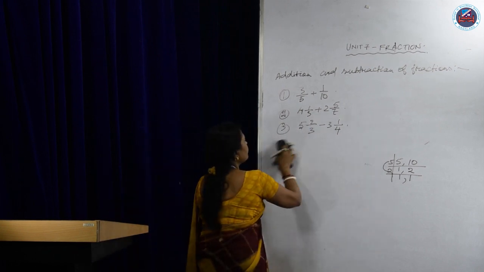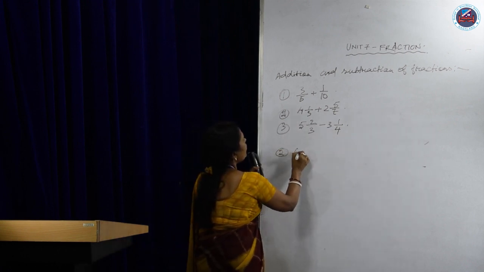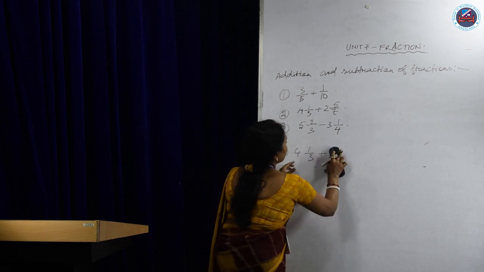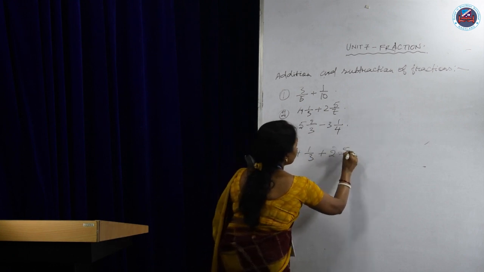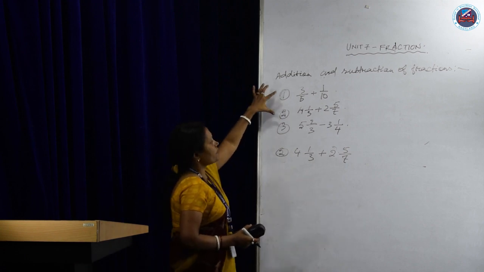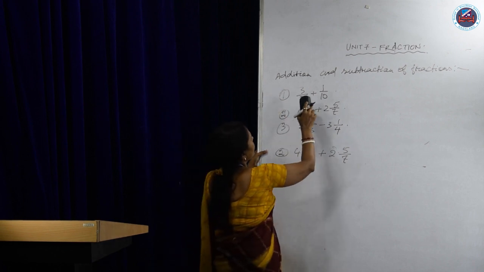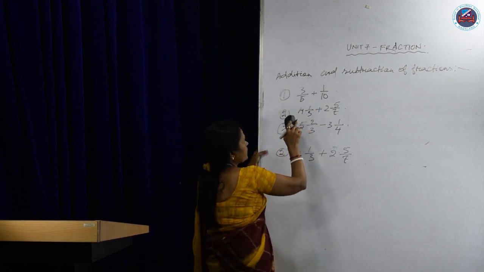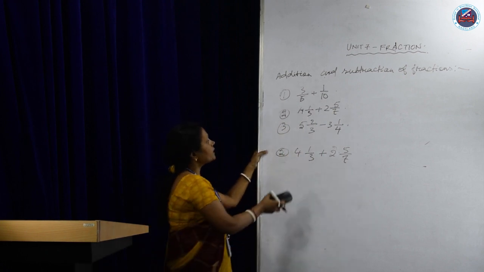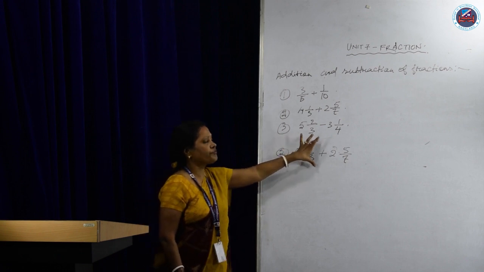So to do this sum, 4 and 1 by 3 plus 2 and 5 by 7. Now look at both the questions. What is the difference between both the questions? In the first question, the first fraction was a proper fraction and the second fraction also was a proper fraction. But in the second question, your fractions are mixed fractions.